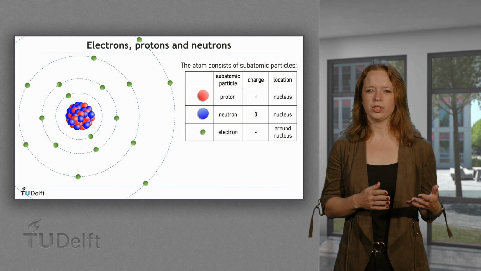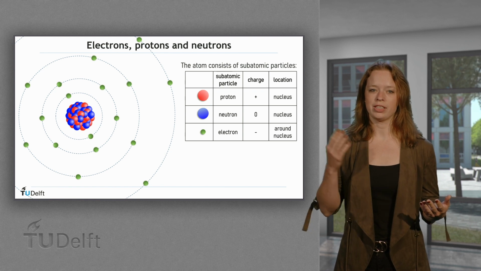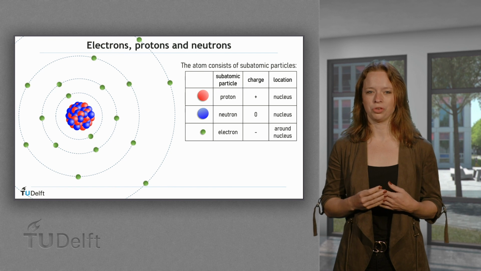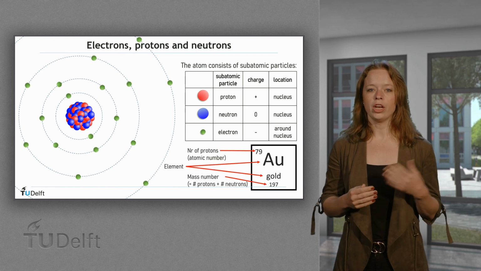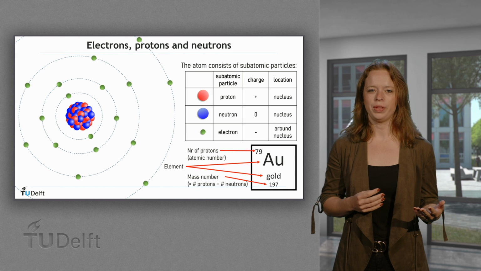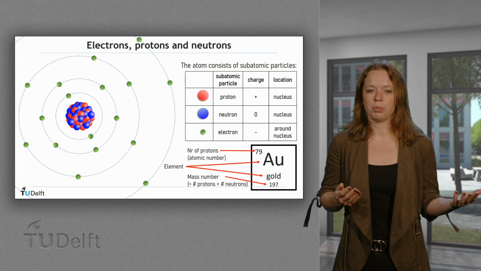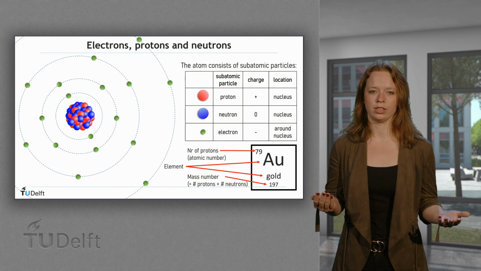Because the number of protons found in the nucleus is the same as the number of electrons surrounding it, the total charge of an atom is neutral. The number of protons in the nucleus is called the atomic number. It determines what kind of element the atom is, for example, gold, hydrogen, or oxygen.